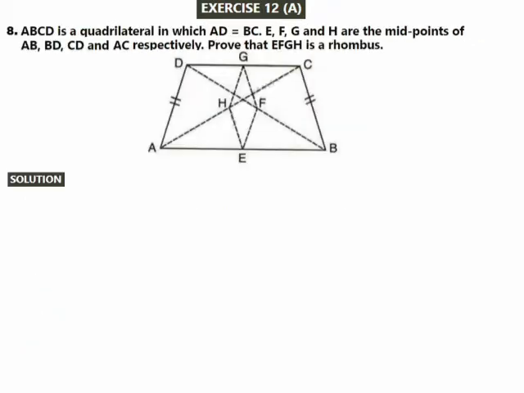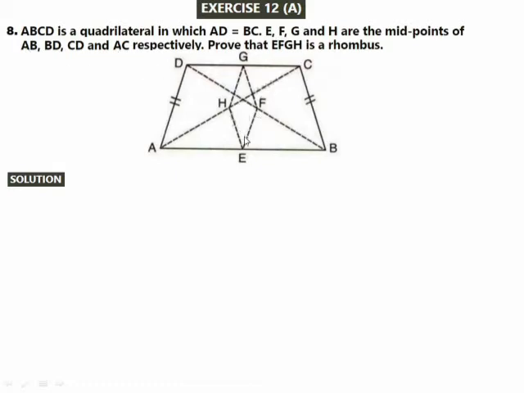Let's have another question, question number 8, which says ABCD is a quadrilateral. So see here carefully, ABCD is a quadrilateral in which AD is equal to BC. So AD is equal to BC, that's what is given to us. E, F, G, H are the midpoints of AB. So basically E is the midpoint of AB.